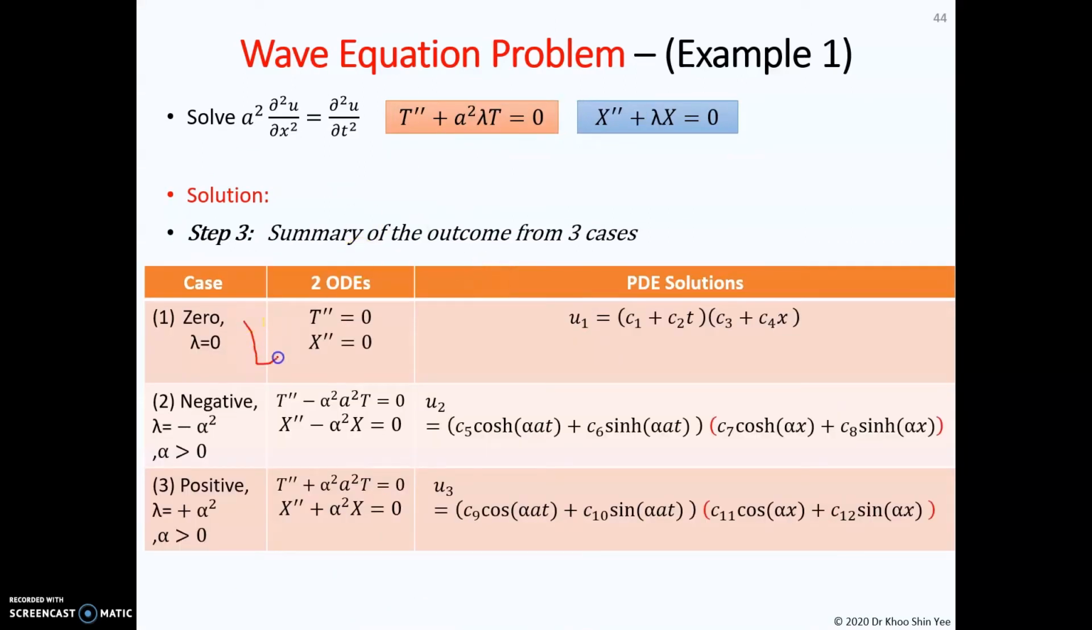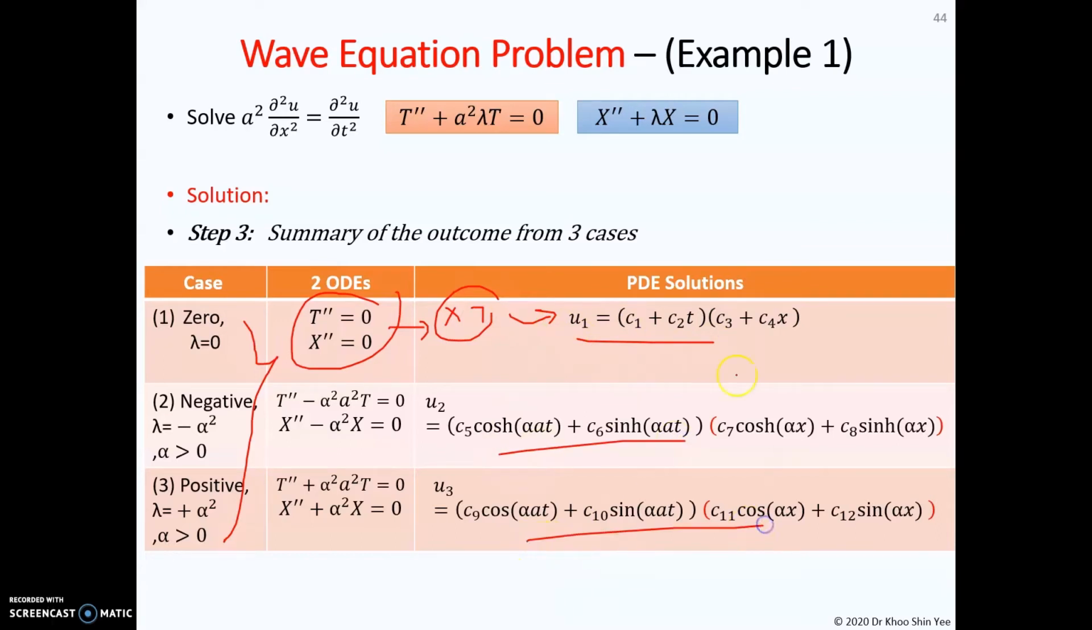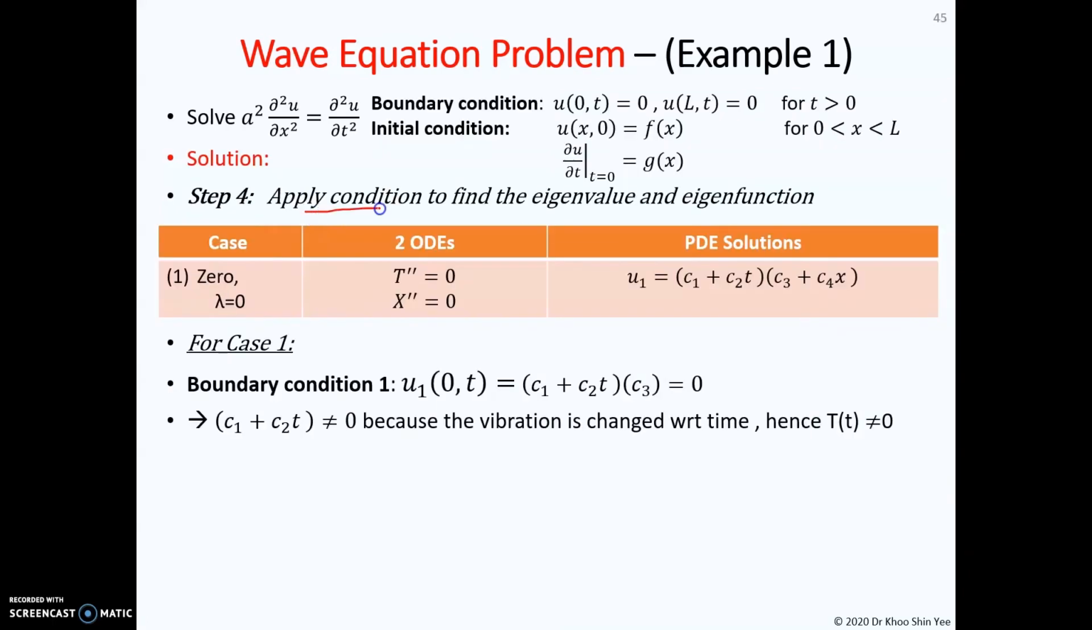So far you have considered three cases, and after you solve the two ODE for each case, you success to obtain the x and t function, and multiplication of it, you obtain the PDE solution. So you repeat the same procedure for the second case and third case. So these are the PDE solution that you obtain so far. Let's apply the condition to find the eigenvalue and eigenfunction.